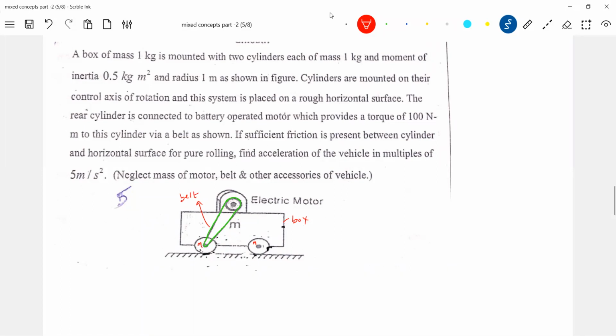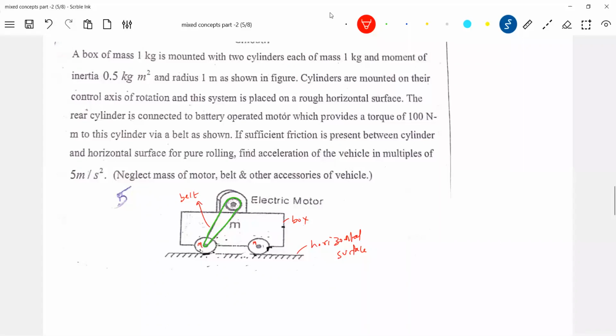If sufficient friction is present between the cylinder and the horizontal surface. I think almost the problem is over. For pure rolling, find the acceleration of the vehicle in multiples of 5 meter per second square. Neglect the mass of motor, belt, and other accessories of the vehicle. So what is the mass of the vehicle? Mass of each cylinder is M. So what is the total mass of the system? 3M.